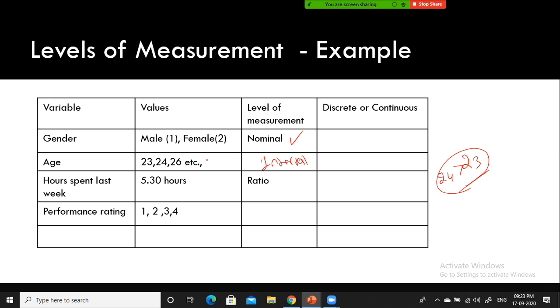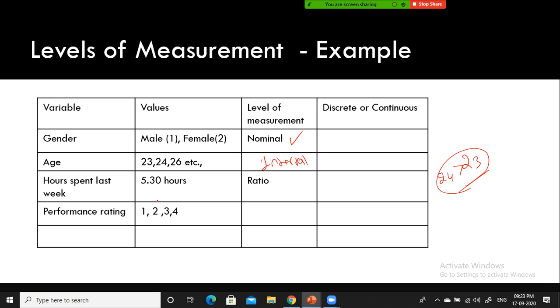Discrete value. We always say like this. We tell our completed age. If anybody asks you how old are you, we say our completed age. We never say I completed 23 years and 6 months and 22 days. We simply say the completed age, 23 years. It's a whole number. It's an interval type of measurement, right?